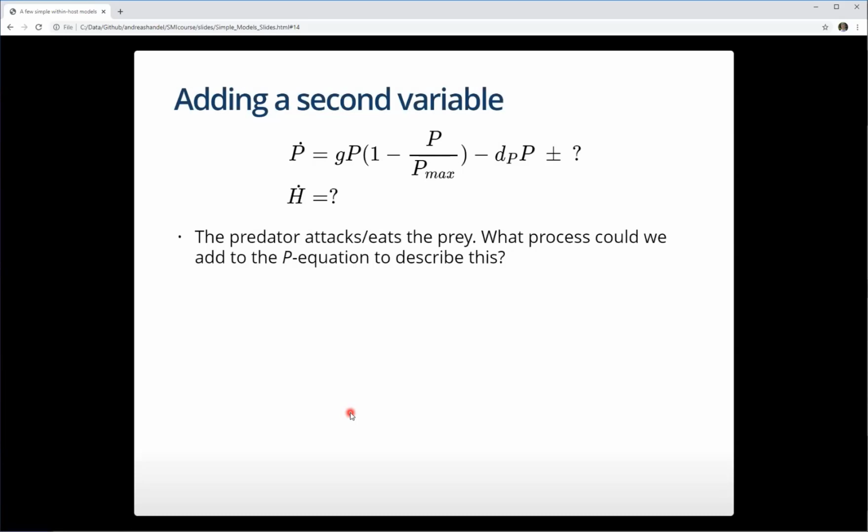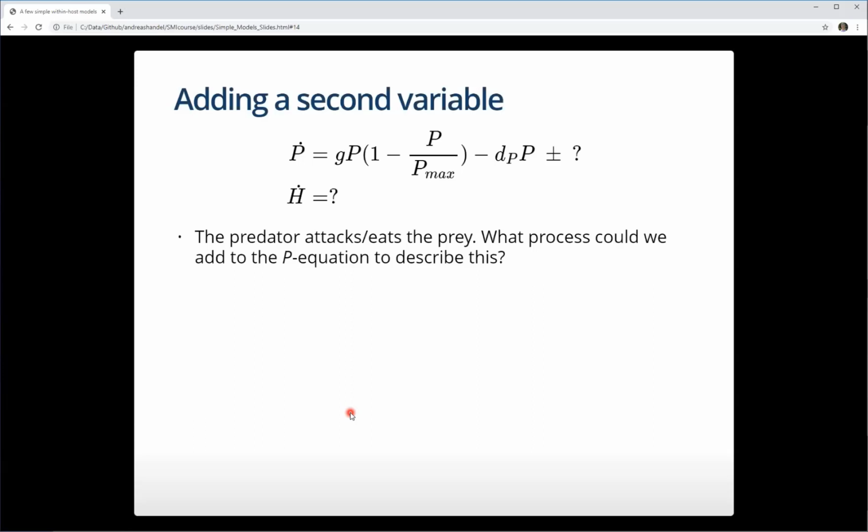So now I have another entity that I want to track, so I need to give it its own variable. We're now tracking the change of P over time and the change of H over time. And so, of course, we want to let them interact. We assume that the predator here attacks and eats the prey P. So if that is the biological process we want to implement, now we have to figure out how to put that in equations. So what should we write down for the question mark in our top equation?